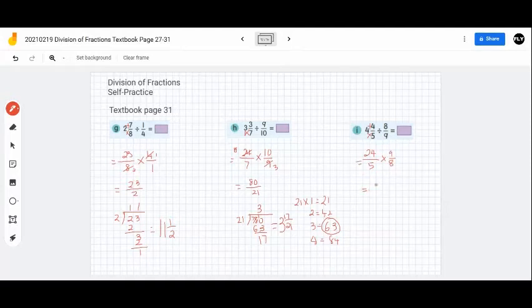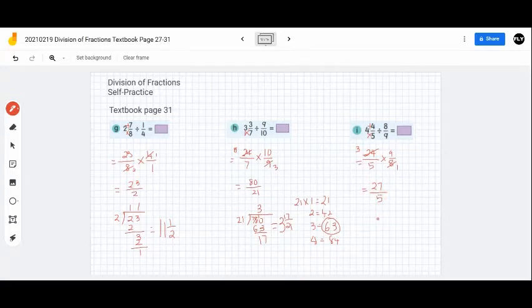Can it be simplified? Yes, by the multiplication table of 8. 8 times 1 is 8, 8 times 3 is 24. Can it be further simplified? No, it cannot be further simplified. So, multiply directly. 3 times 9, 27. 5 times 1, 5. This is an improper fraction.